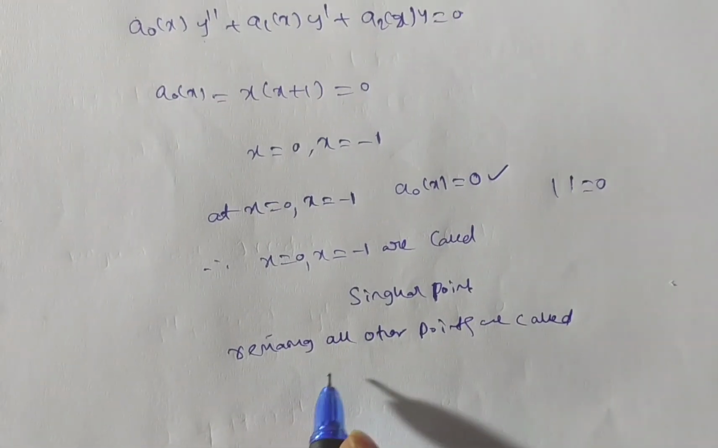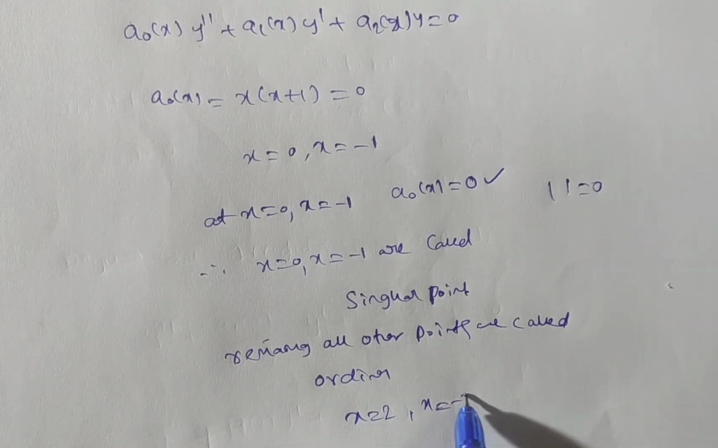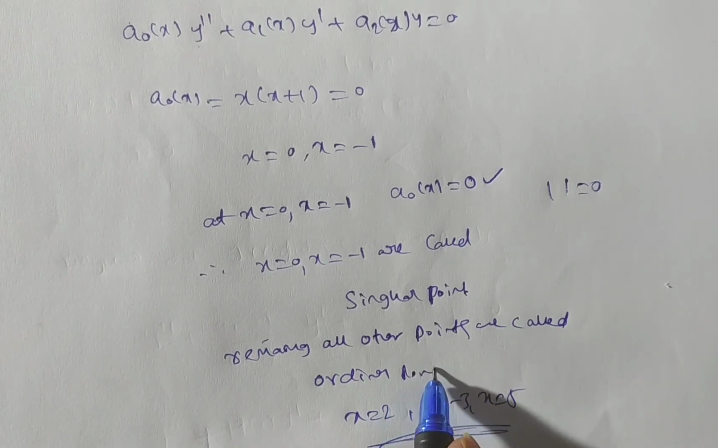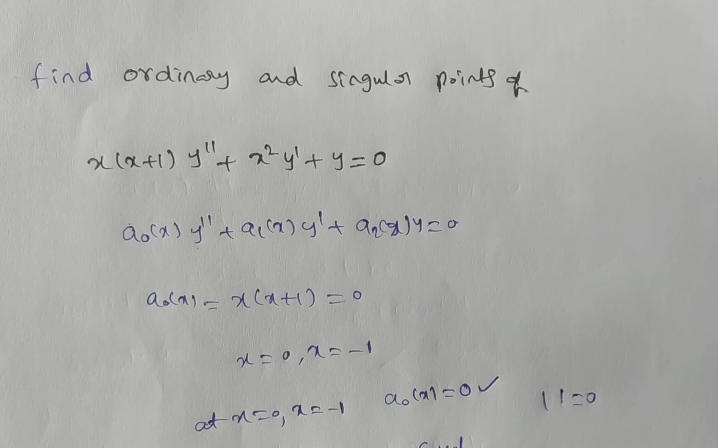The remaining points are called ordinary points. So x is equal to 2, x is equal to minus 3, x is equal to 5, all these are ordinary points. That's it. Is it clear for everyone? Right. In the next video we will solve problems to verify whether the given point is a singular point or else classify the singular points.